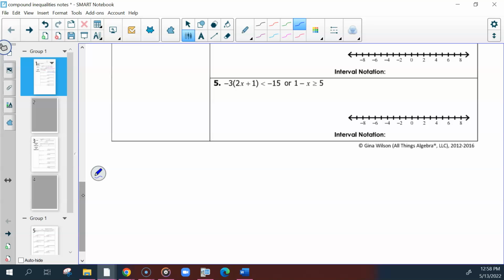With number 5, we're going to do the same thing, solve both of them. So how would we start solving this first one? Distribute. We could also divide everything by -3. We talked about that the first time we did this, so if you want to see that, let me know. But for now, we'll just distribute. So -6x minus 3 is less than -15. From there, what would we do?